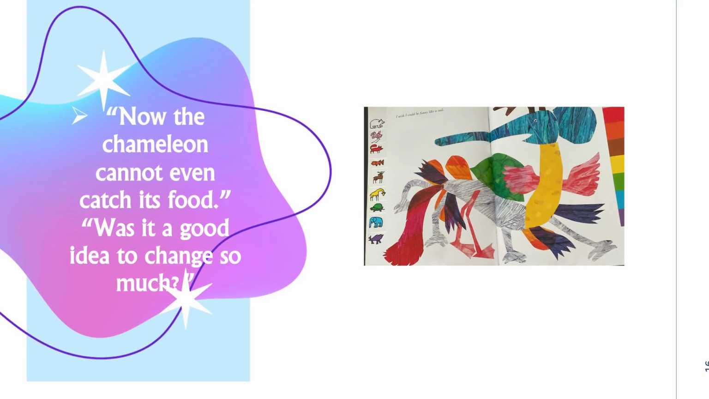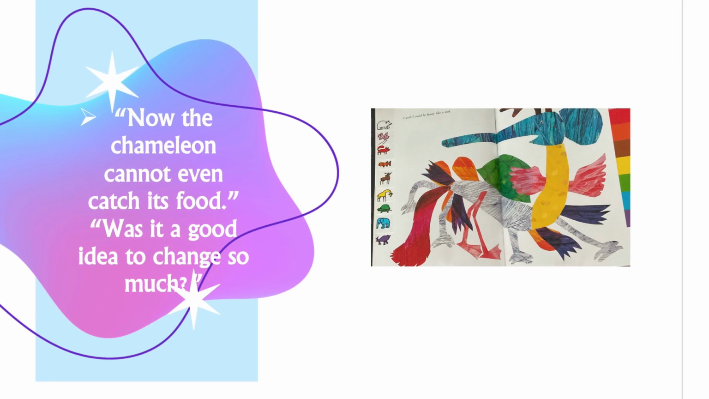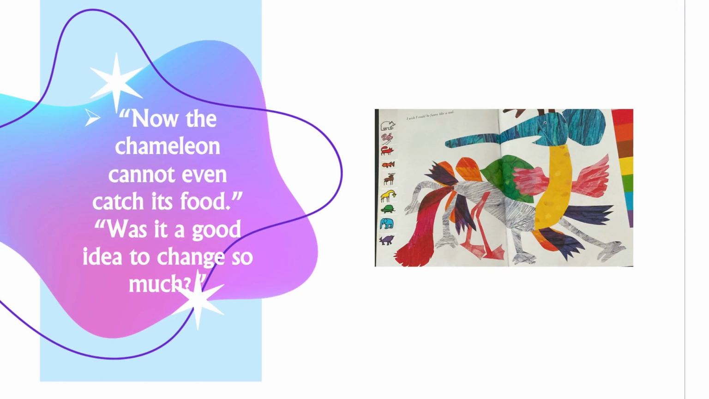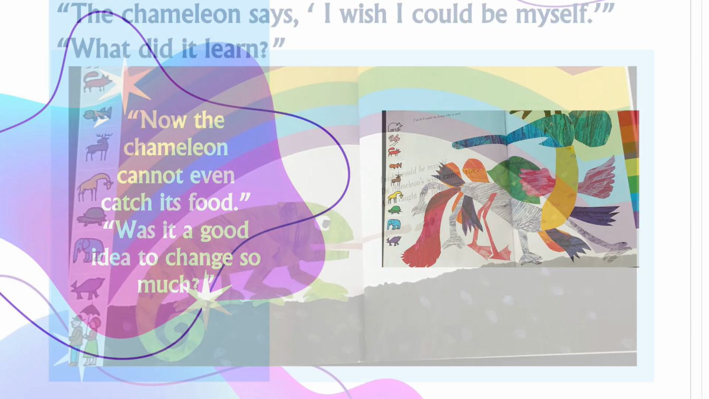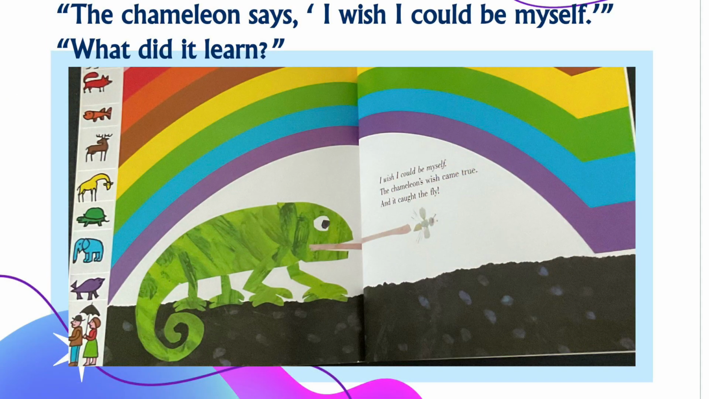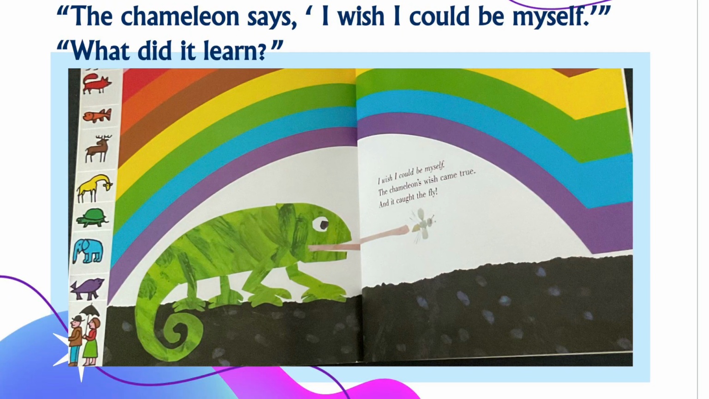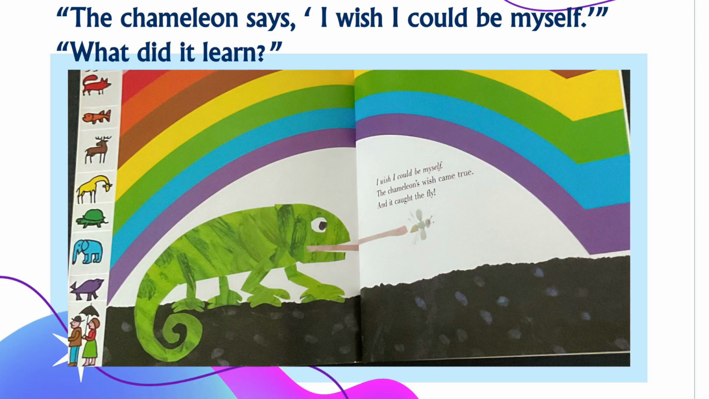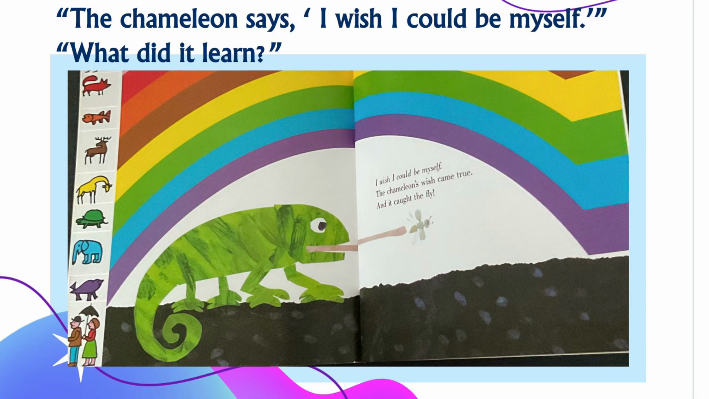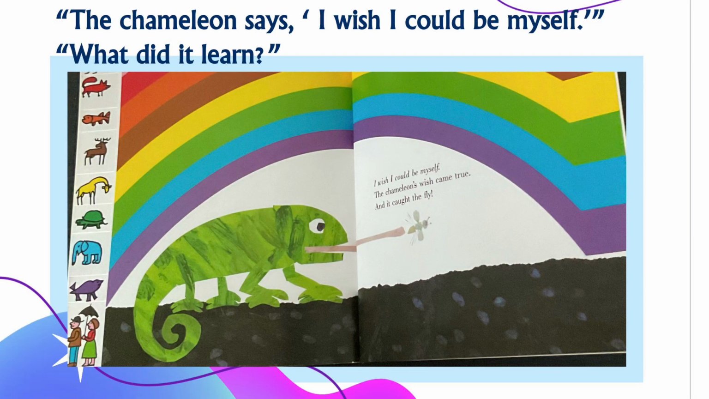I would explain that the chameleon cannot even catch its own food now. Then I would ask, was it a good idea to change so much? I wish I could be myself. The chameleon's wish came true, and it caught the fly. In the end, the chameleon says, I wish I could be myself. I would ask the students, what did the chameleon learn?